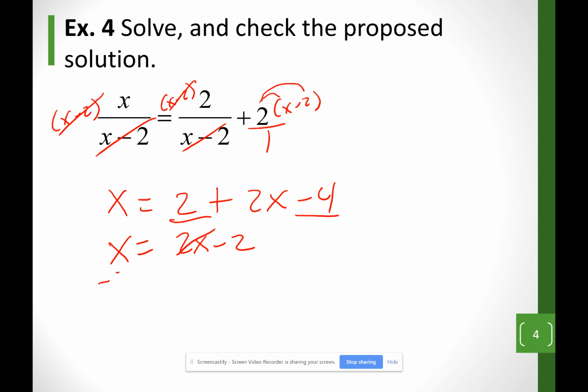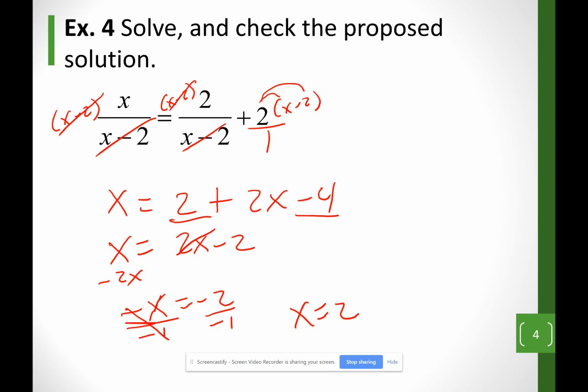So let me subtract 2x. That way I put my x's together. x minus 2x gives me negative 1x. And it says this is equal to negative 2. To get the x by itself, let me divide by negative 1. And I get x is equal to 2.